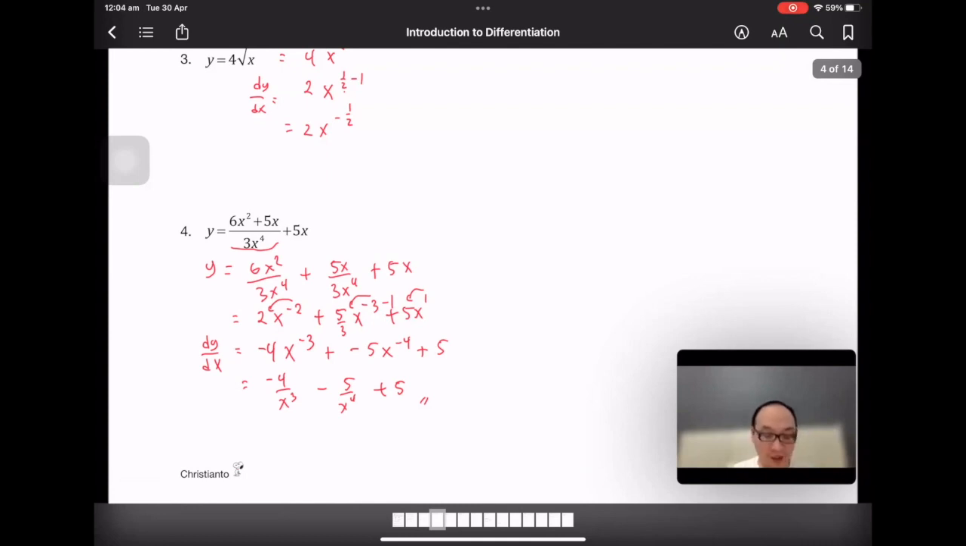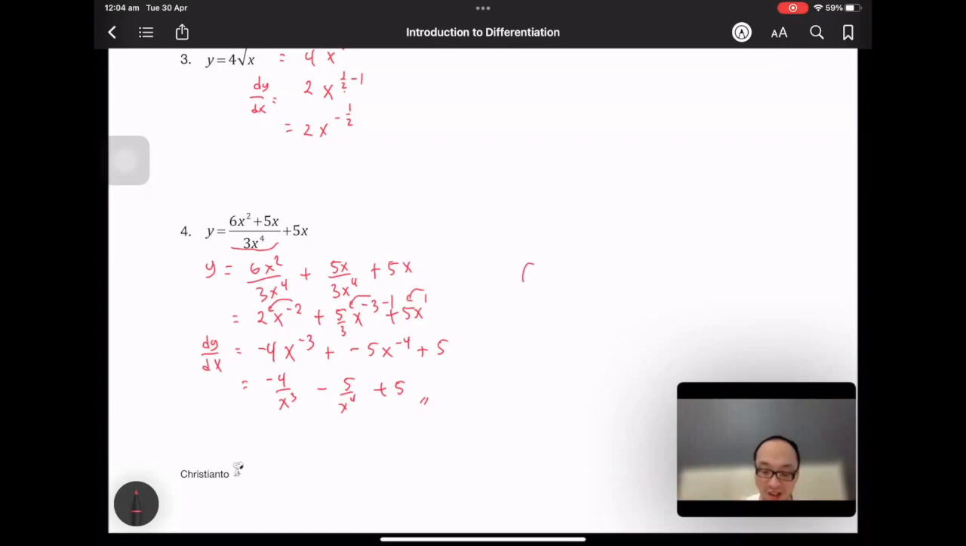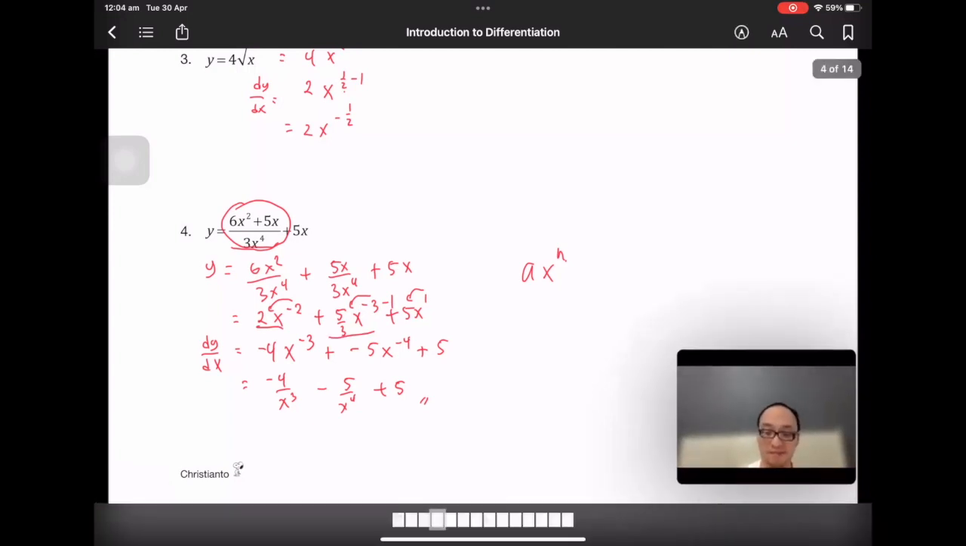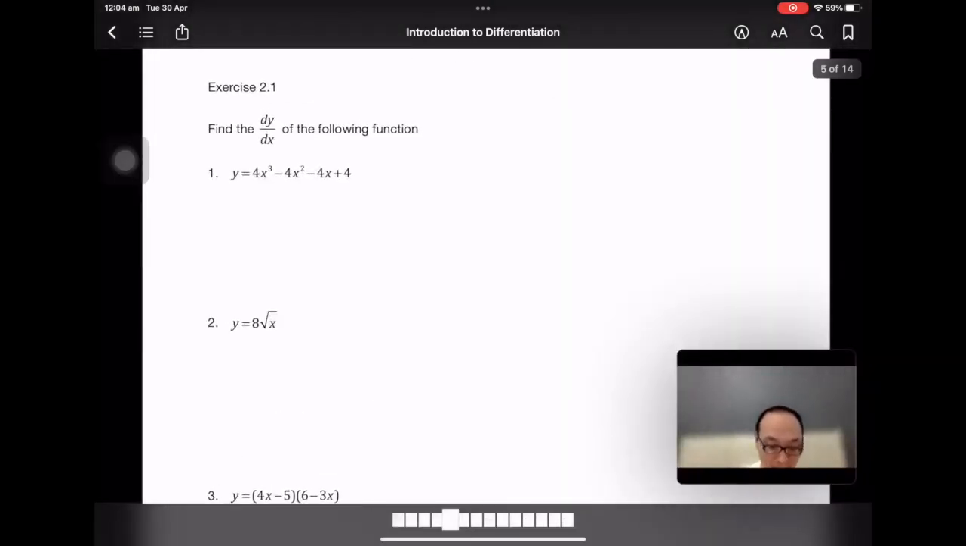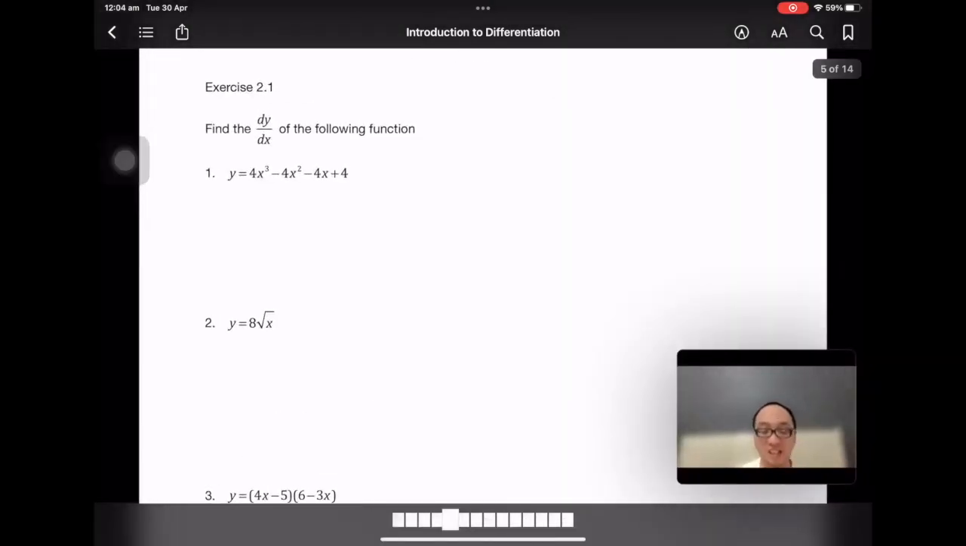So we have to simplify the expression into the general form ax to the power of n. That's why we have to split this fraction into individual terms. This is the exercise you can do by yourself as a practice.